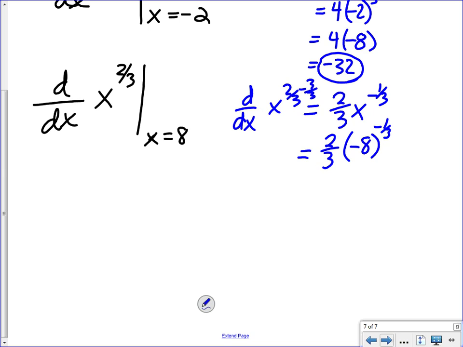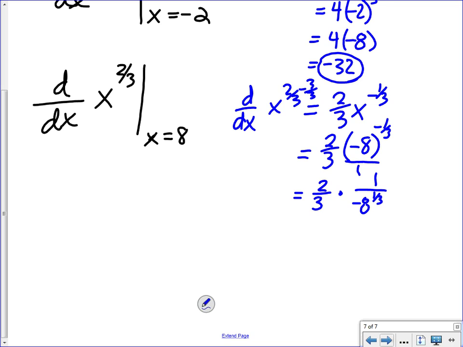Okay, now remember, to get rid of your negative exponent, you have to find the reciprocal. So this will become 2/3 times negative 1 over 8 to the 1/3 power. Or you can even think of just flipping the whole thing. If I put a 1 under that and I flip it, then that's going to become 1 over negative 8 to the 1/3 power.